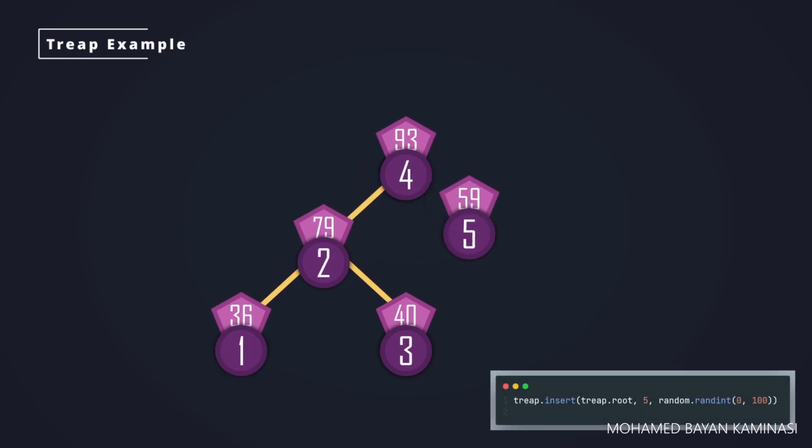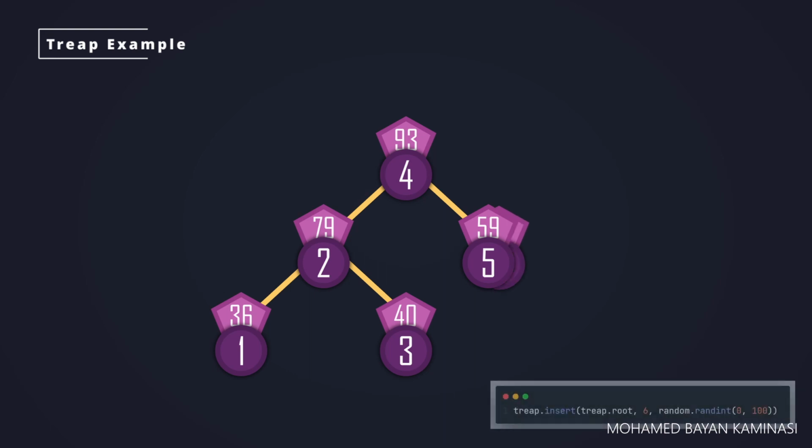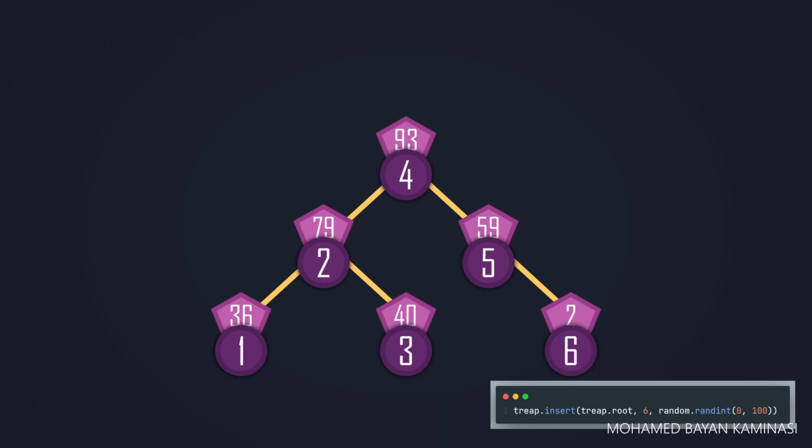Now insert 5. The priority generated is 59. It will be inserted to the right. The heap property is maintained, so it is done. Now let's insert 6. The priority generated is 2. The heap property is maintained, so we are done. We got a pretty balanced tree.